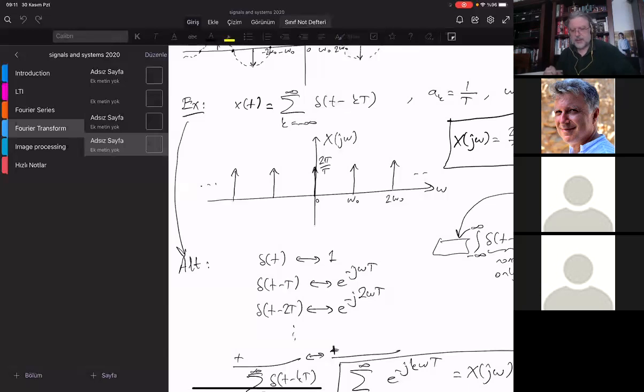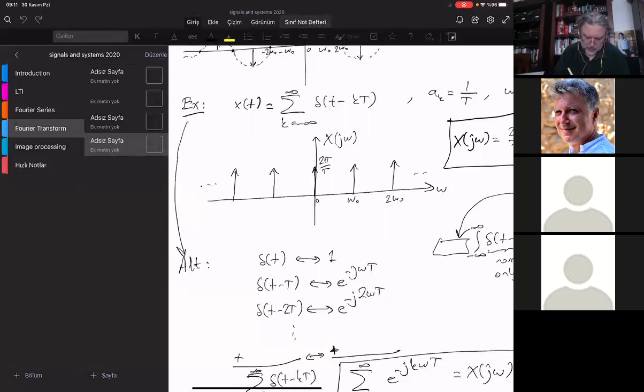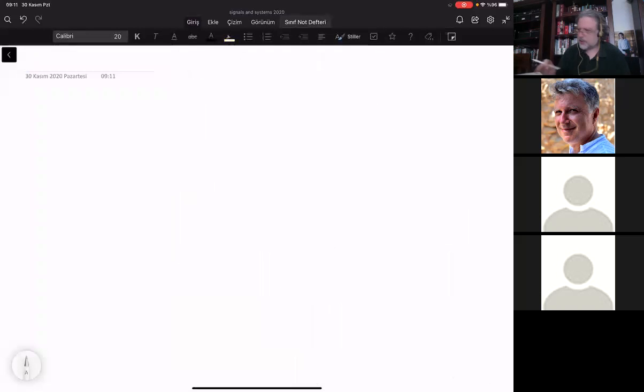Okay, we can now start discussing our lecture. Let's open a new page because we have to quickly jump into the properties of the Fourier transform.